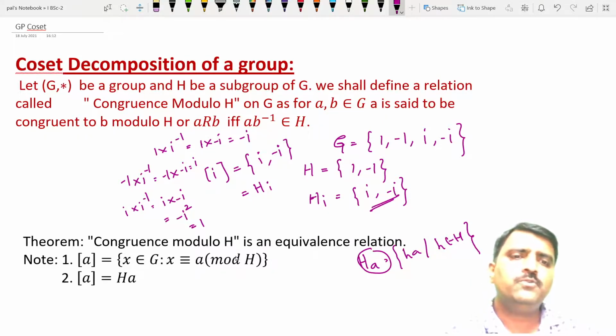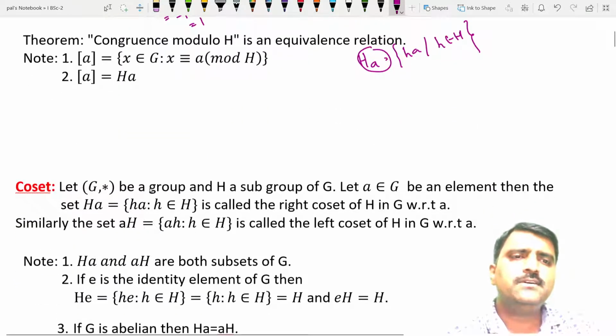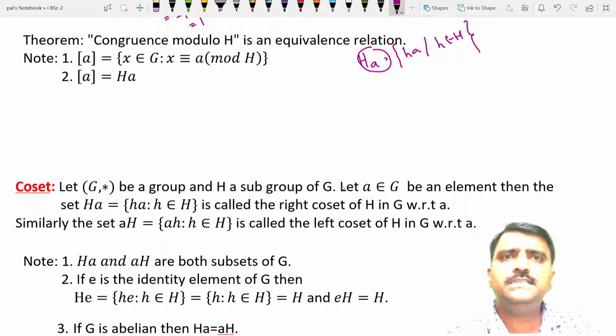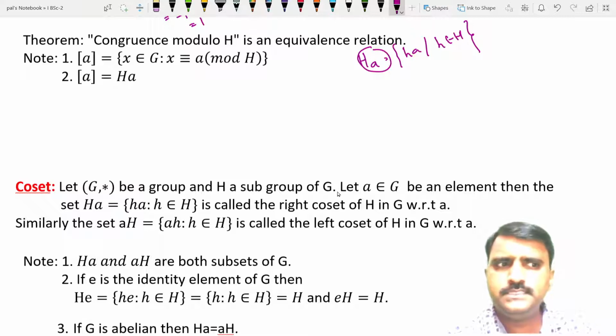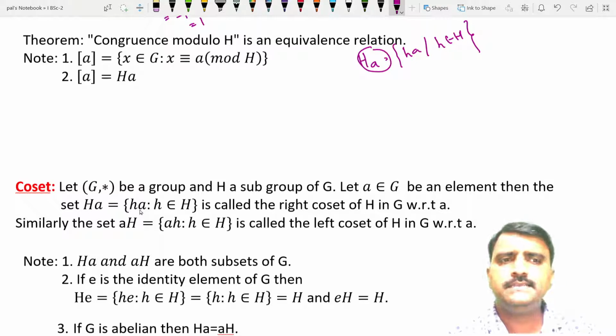ಓಕೆ, ಸೊ ವಾಟ್ ಈಸ್ ಕೋಸೆಟ್? ಕೋಸೆಟ್ ಅಂದರೆ ಏನಾಗಾದ್ರೆ, ಸೊ ಲೆಟ್ (G, *) be a group, and H a subgroup of G. H is the subgroup of G and a is an element of G. a ಎಲ್ಲಿದೆ? G ನಲ್ಲಿದೆ. a is an element of G, then the set HA is equal to h into a such that h belongs to H is called the coset, or it is right coset.